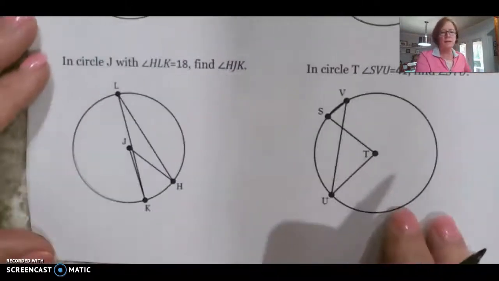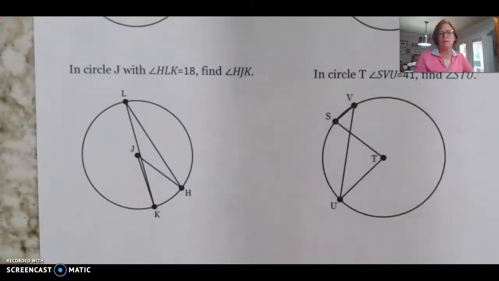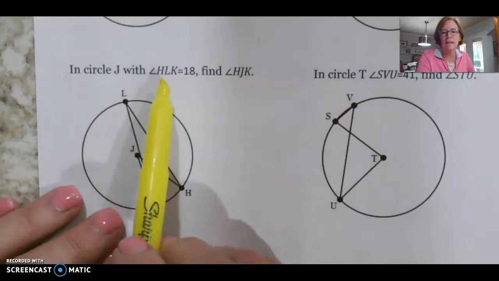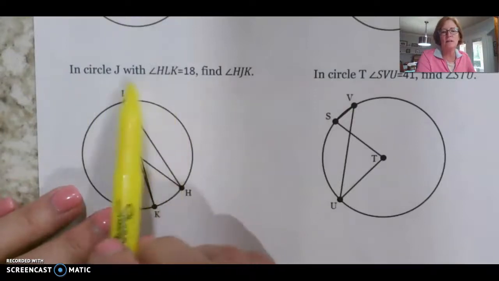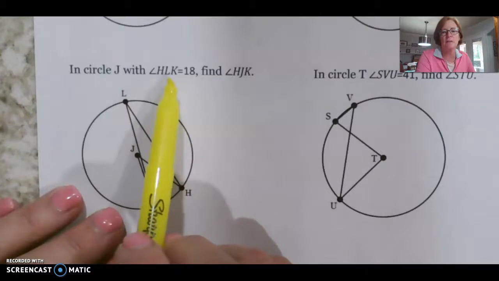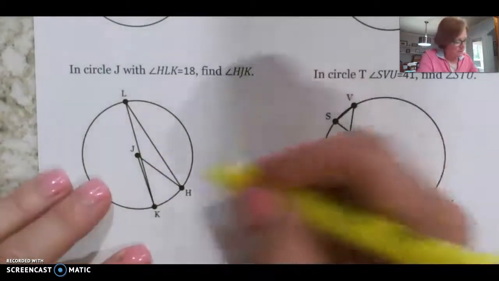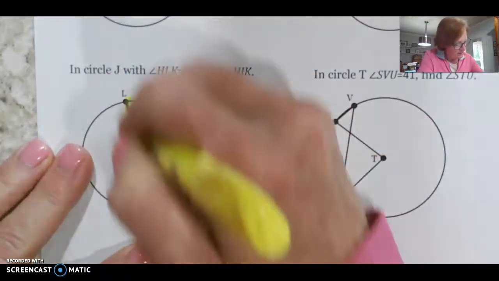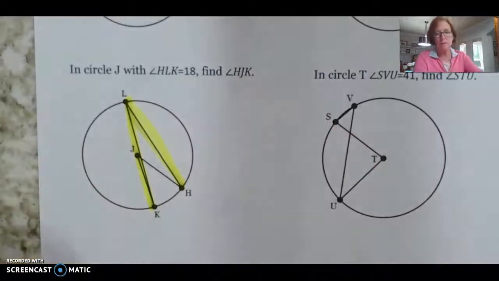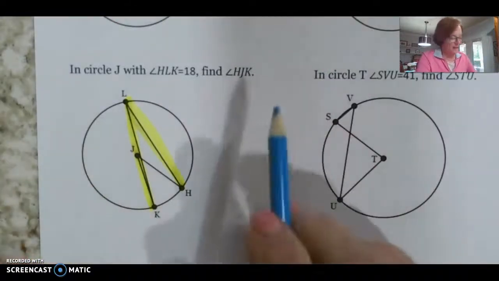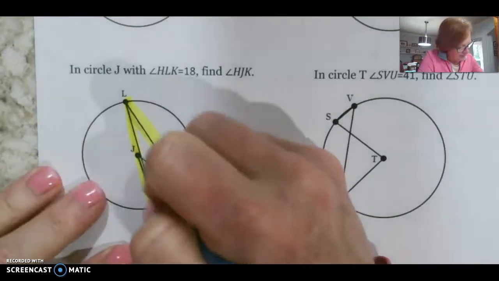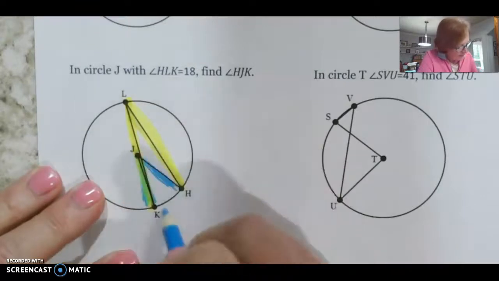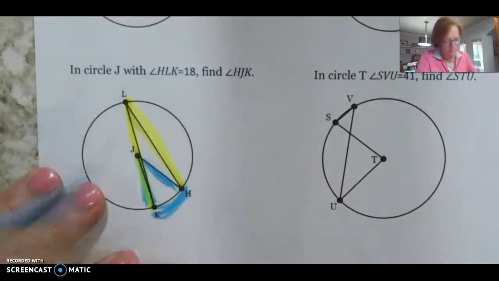Okay, two more examples for you to follow along with. In circle J with angle HLK, well, it's not going to be a central angle because J is not in the middle. So I'm picking up my highlighter. HLK is yellow. It's going to be the little one, which means that HJK is going to be the big one, so I'm coloring it blue. And I'm coloring the arc blue as well.